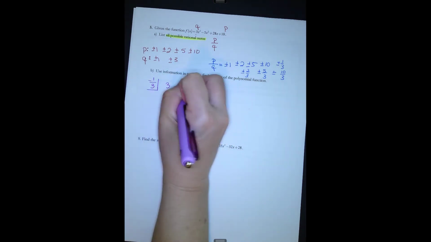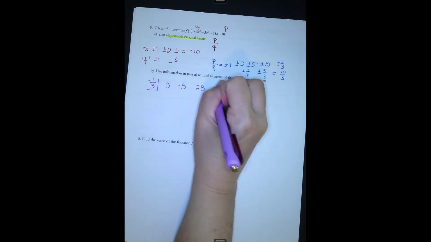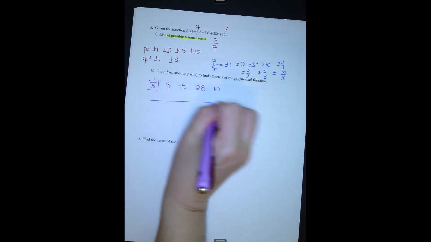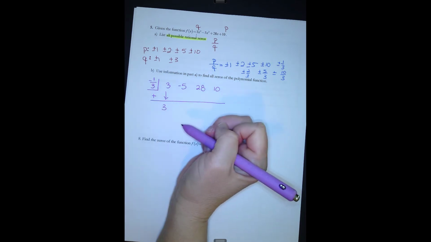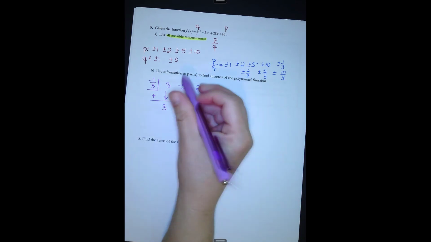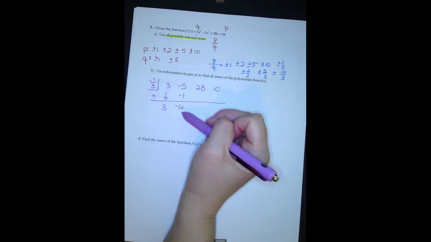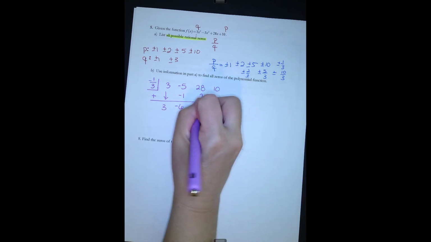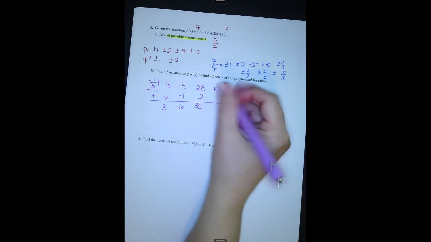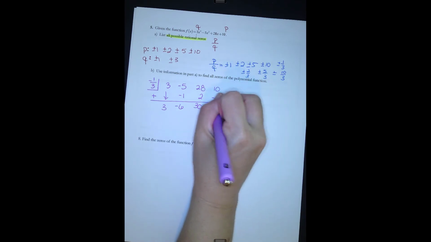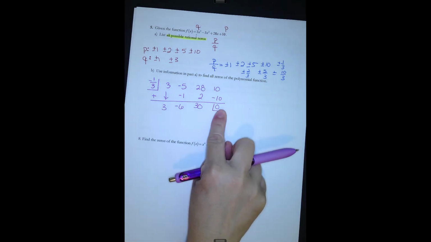So we have 3, negative 5, 28, and 10. Bring down our 3. So negative 1/3 times 3 is negative 1. Add these up, so negative 6. Negative 1/3 times negative 6 is 2. 30. Negative 1/3 times 30 is negative 10. And since it's a 0, we should have a remainder of 0.